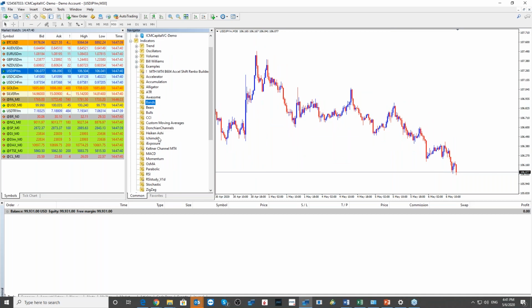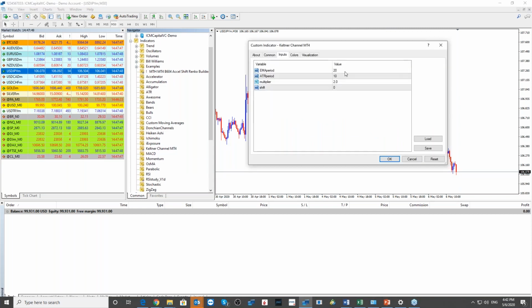I'll go for the Keltner channel. Unfortunately, the Keltner channel is not available as a built-in on the Metatrader 4 platform, but you can look for it on the web and then add it to your platform. So here for the Keltner channel, we have different inputs. We have the EMA period, so we're choosing, let's say, the 20 period for the exponential moving average. You choose the period for the ATR, the average true range, of the last 10 pips, and then the multiplier.